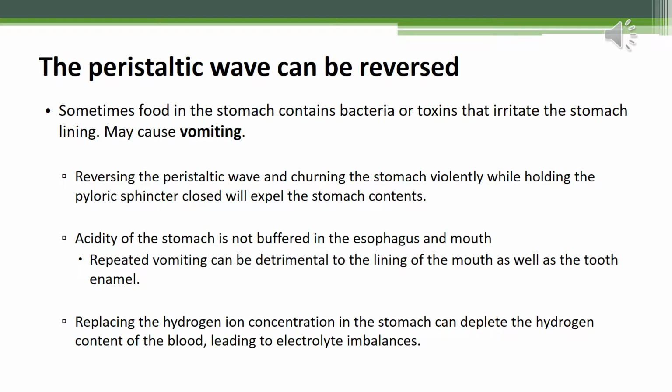Now, another thing about vomiting is that the act of vomiting causes us to lose a lot of the hydrogen ions from our body, because there's a lot of hydrogen ions in the stomach, I suppose. And through vomiting, we can eventually deplete the hydrogen concentration of the blood, which would lead to an electrolyte imbalance. So that's why it's important to maybe eat something else if we've vomited, and also to get some fluids is probably a good idea.